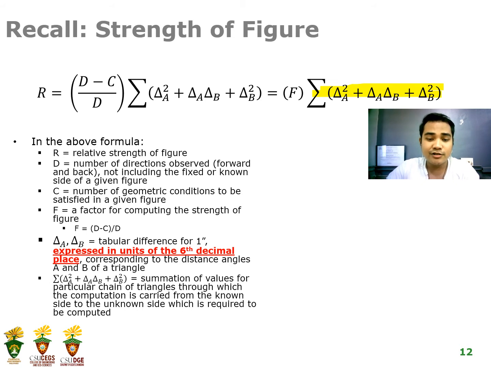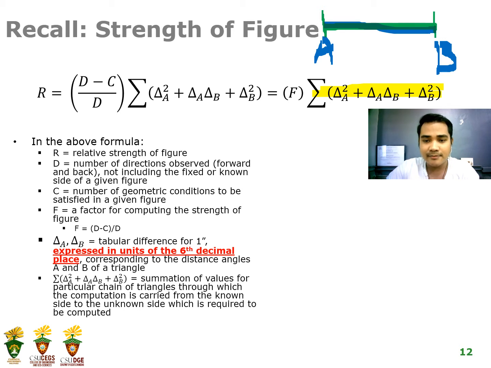D is the number of directions observed, forward and back. That does not include the fixed or known side of a given figure. What this means is, if there is a line, with a station, for example this is A and this is B, from station A to B it was observed, and B to A was also observed. So that is two, counted as 2.